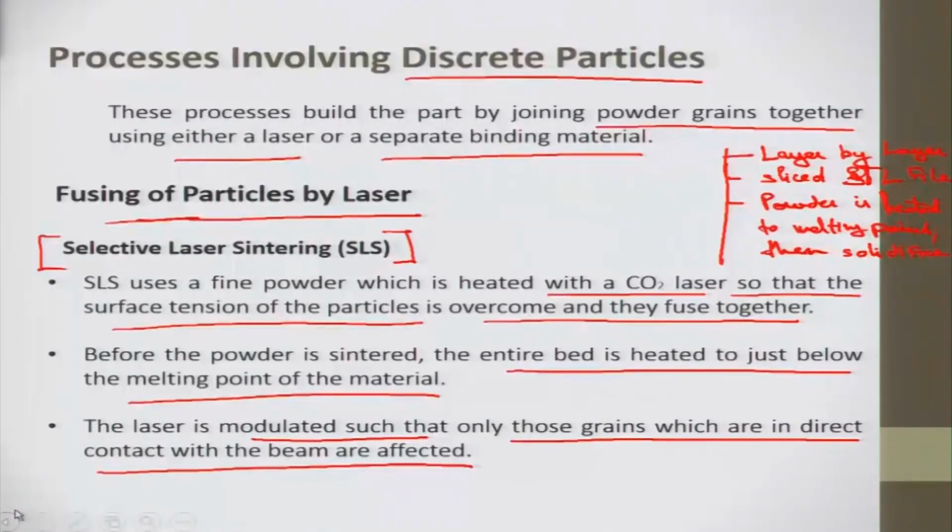Now, what happens? Before the powder is sintered, the entire bed is heated to just below the melting point of the material. This is done to minimize thermal distortion and facilitate fusion of the previous layer.